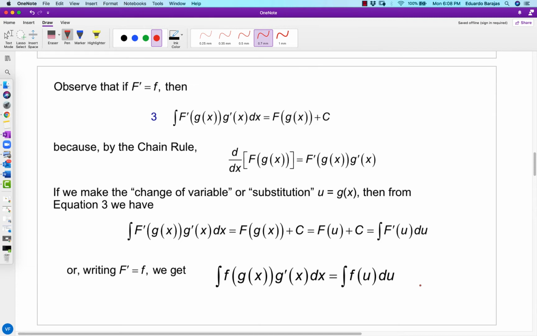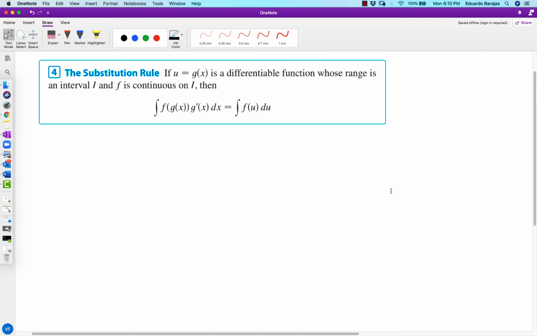Okay, so here's the formal presentation of our substitution rule. If u equals g of x is a differentiable function whose range is an interval I, and f is a continuous function on I, then the integral of f of g of x times g prime of x dx is equal to the integral of f of u du.